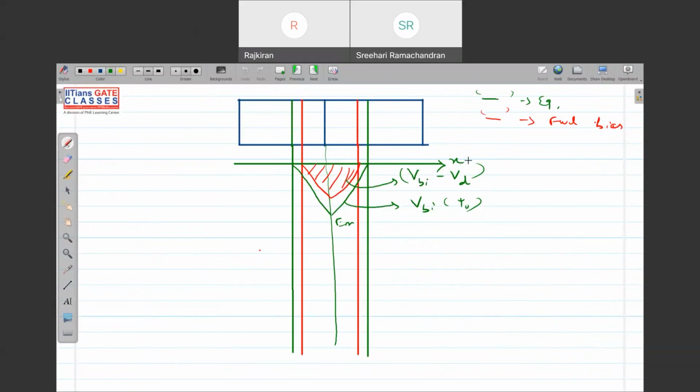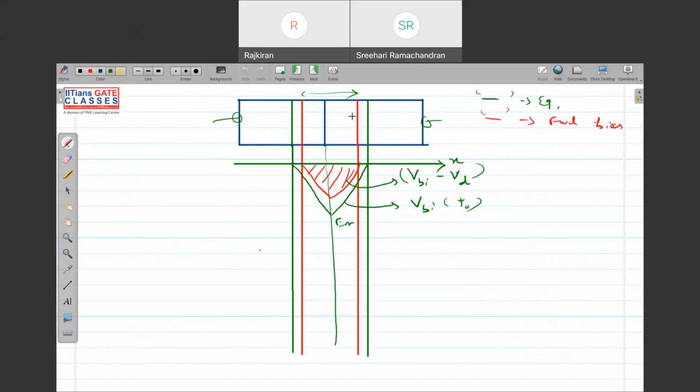In fact, when we apply V more than VBI, what will happen? This extra potential will drop in the junction contacts. But across the depletion width, it will always be less than VBI only. So I want to reduce the balance. Earlier the electric field was balancing. Now I decrease the balance so that there is a flow of holes from N side to P side.